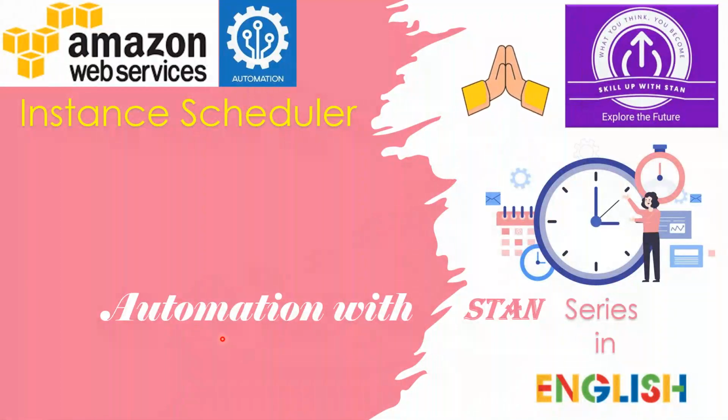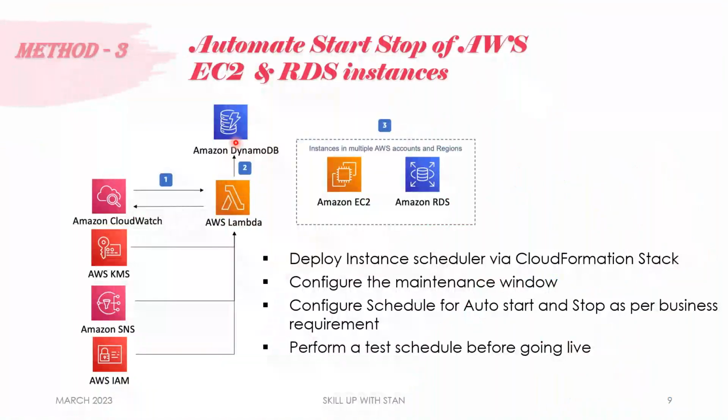When it comes to automation in AWS, Instance Scheduler is a very popular tool to automatically stop your RDS and EC2 instances. So it is not limited to EC2 instances. It can also be used to restart your relational database instances on a particular schedule.